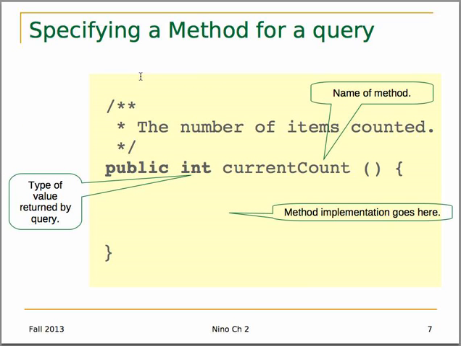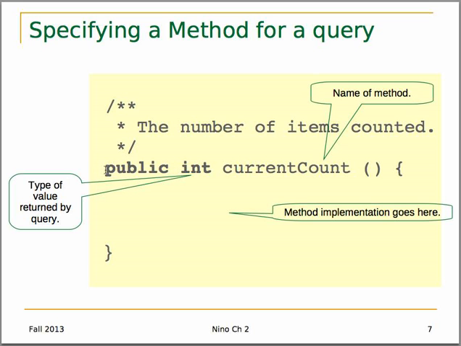So if you want to set up a query method, it's always good to have Javadoc comments. So /*, put in some comments that describe this method. You might want to do that right away before you even type in code. In this case, the method currentCount is going to be the name of the method. It's a query, so it's going to return something. So the type of value returned by the query should be specified. It can be anything: ints, floats, doubles, strings, other objects, and so on.